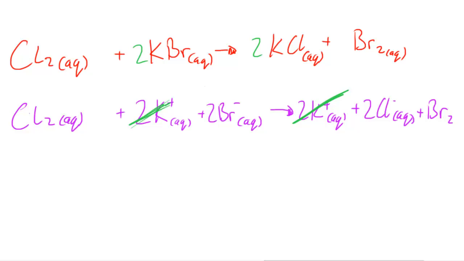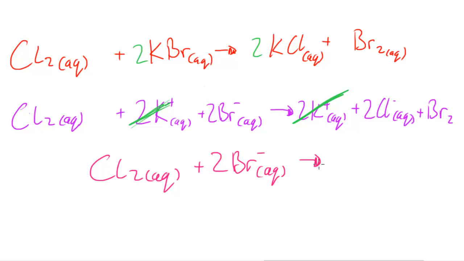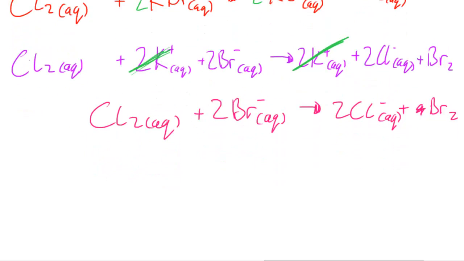So now this is the next step. This is where it becomes an ionic equation. So now we just have the reacting species in the final equation. So Cl2 plus 2Br minus react to form 2Cl minus aqueous plus Br2.